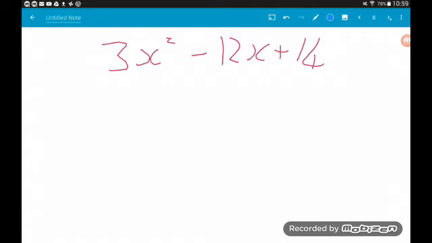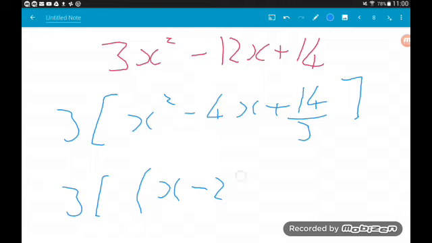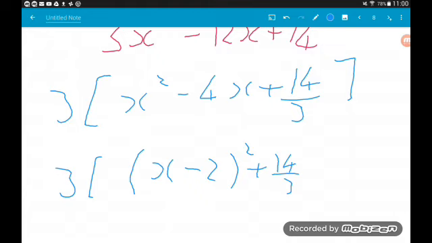So, again we got a problem here. We've got 3x squared instead of a single x squared. So we need to factorise out 3. So we're going to have 3 lots of x squared minus 4x plus 14 thirds. Lovely. Right, now inside of the square brackets, we can complete the square. So we're going to get x minus 2 squared, like that, and we got plus 14 thirds, and then we have to minus 2 squared. 2 squared is 4, so we're subtracting 4, like that.